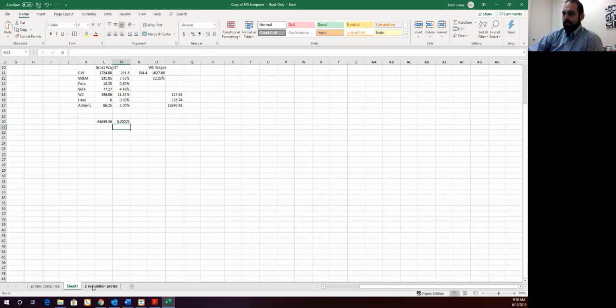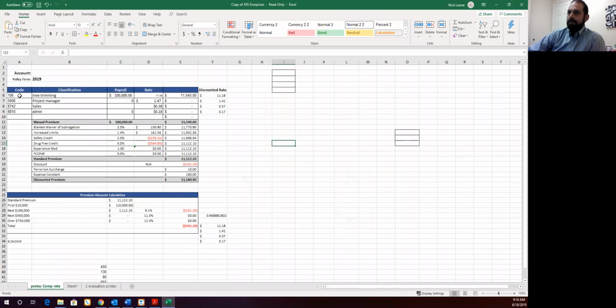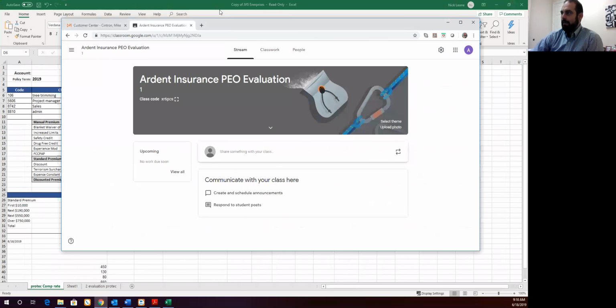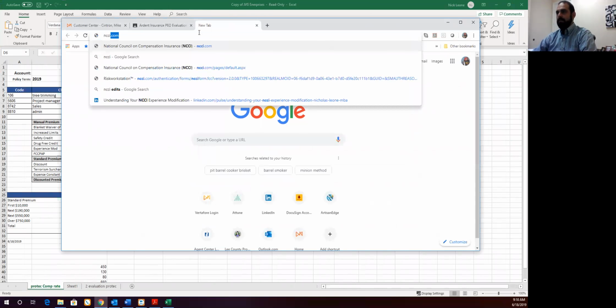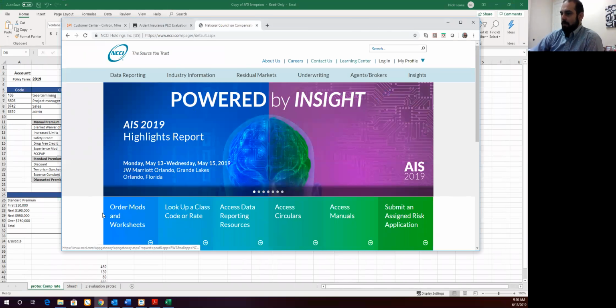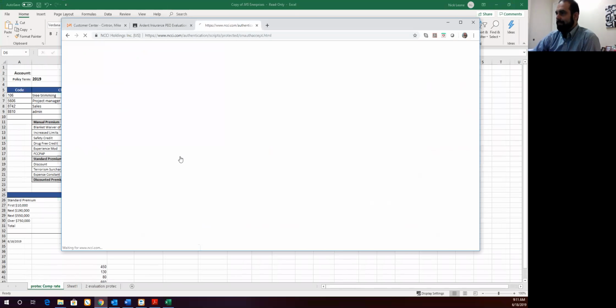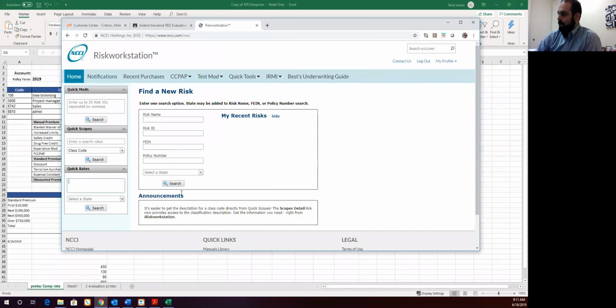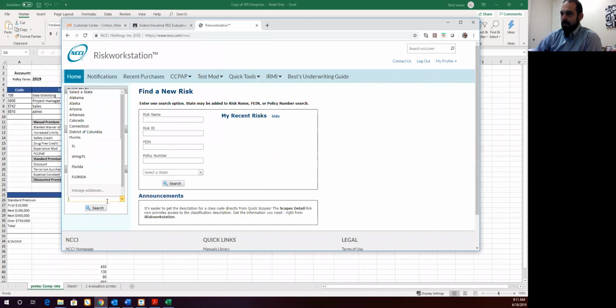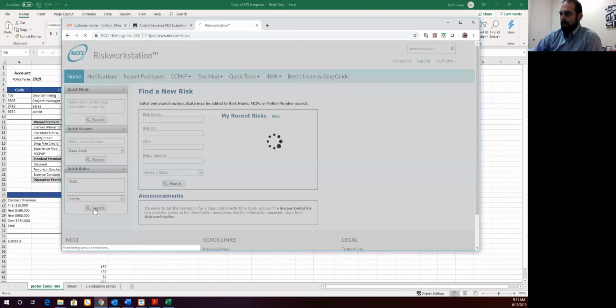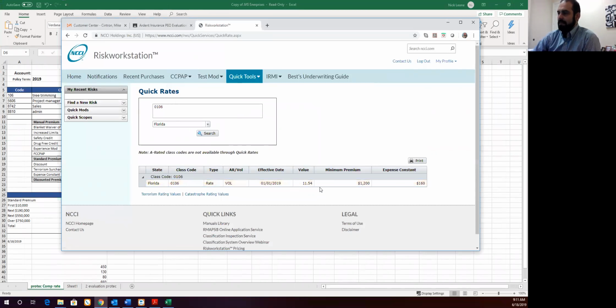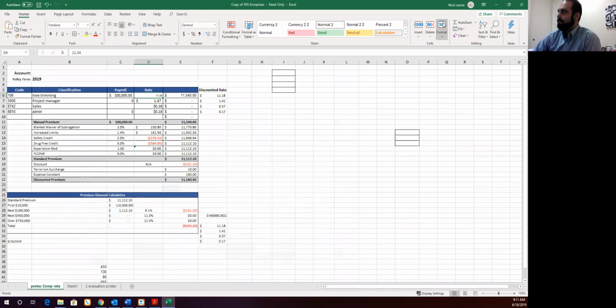So then we need to figure out what our costs are going to be. We go over to our workers' comp page where we can enter our classification codes and enter the rate. I've already done it for this. You can find the rates on the quick rates at NCCI. It's free to sign up. Don't order anything or we'll get charged for it, but you go in under the risk workstation, quick rate, enter the state you're looking for. And we can see that the rate for this year is $11.54.